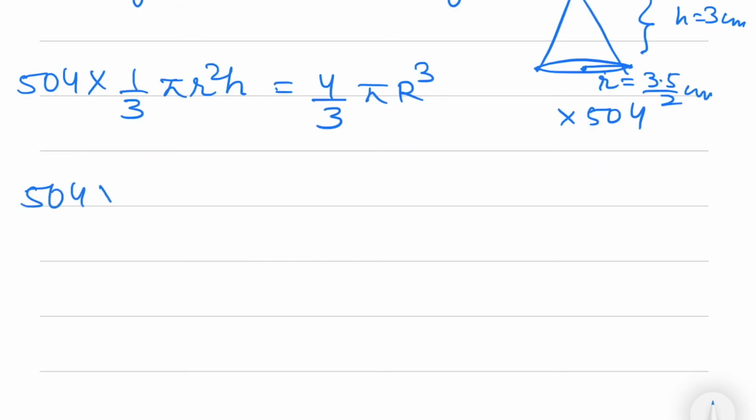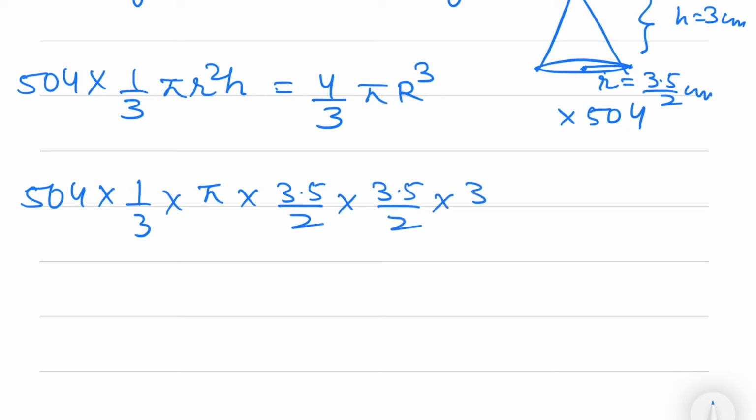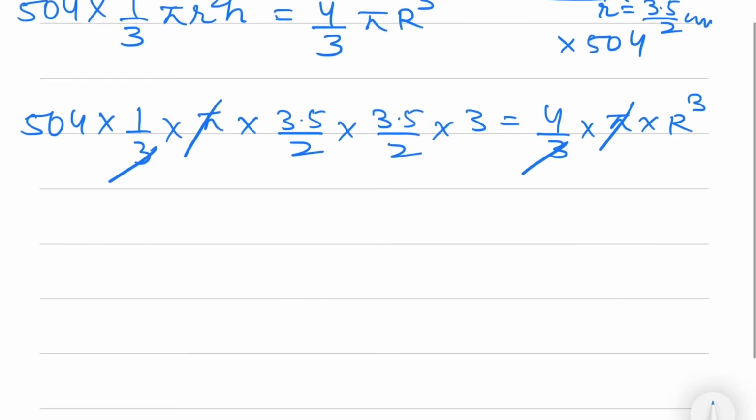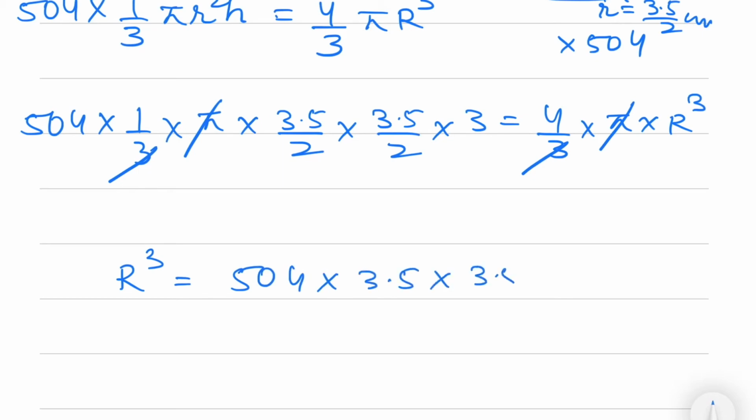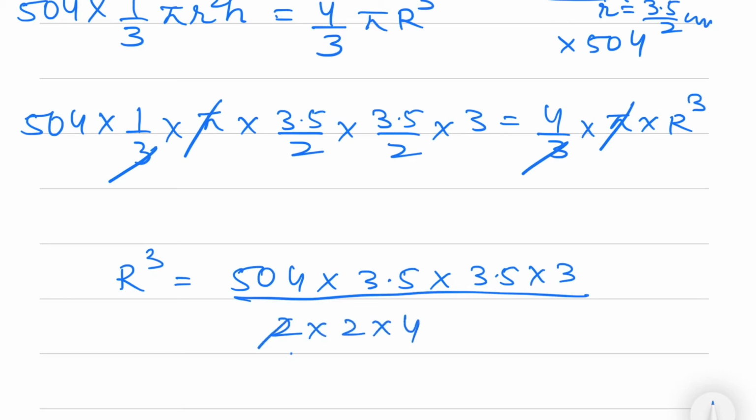Let's substitute the values now. So we have 504 into 1 by 3 into pi into radius 3.5 by 2 into 3.5 by 2 into height 3 is equal to 4 by 3 into pi into R cube. So pi gets cancelled, this 3 gets cancelled. So we have R cube is equal to 504 into 3.5 into 3.5 into 3 divided by 2 into 2 into 4.